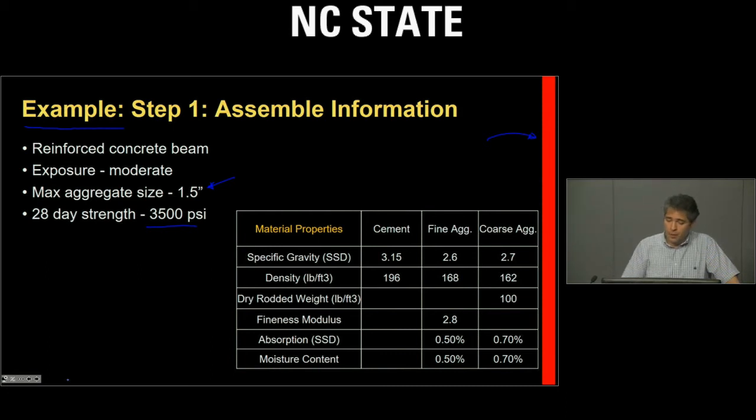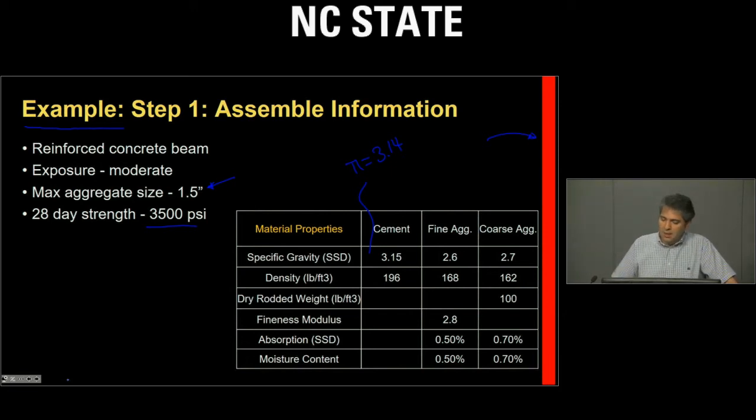For example, over here, the specific gravity of cement is 3.15. For those of you who want to remember this, remember pi is equal to 3.14, and specific gravity of cement is awfully close to that. So now you will remember that.